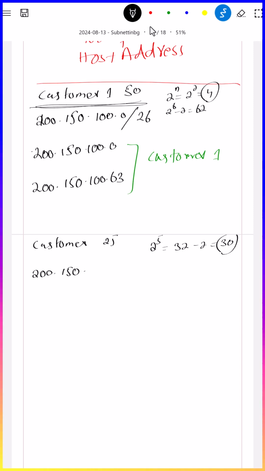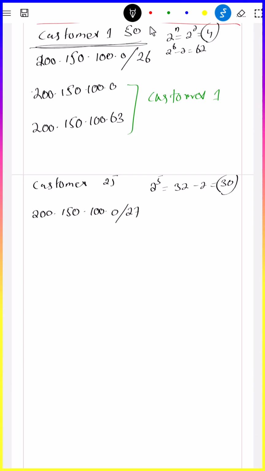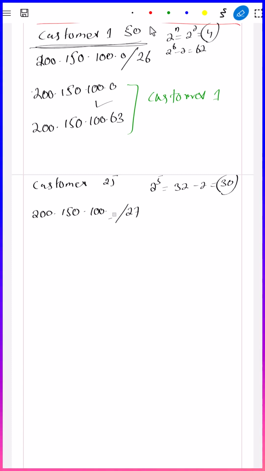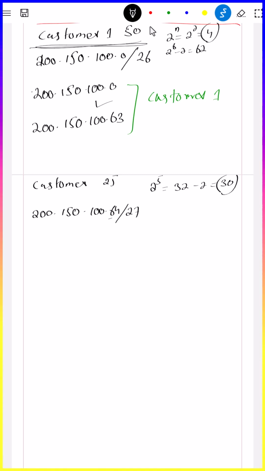200.150.100, for example, 0/27. Remember, I write here 0, but 0 is already used. Okay, 0 belongs to this network. Okay, so I can write 0, but you have to keep track of the previous addresses. Okay, 64. Now it makes sense. Okay, so I have per network 32 host addresses, and I shall start onward of 64. 64 will be my network address.